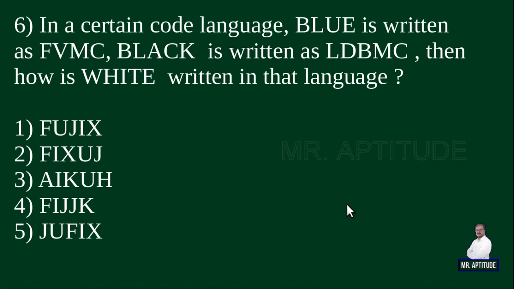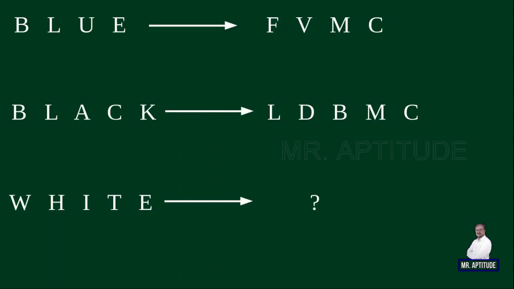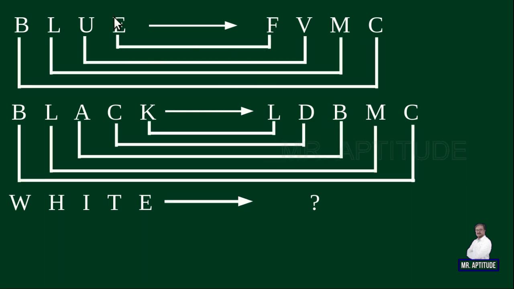Now let us look at the sixth one. Let me write it this way. Blue is coded as FVMC. Black is coded as LDBMC. The last letter here is coded as the first letter here. The last but one letter is coded as the second letter. L and M, B and C. B plus 1 is C, L plus 1 is M, U plus 1 is V, E plus 1 is F.